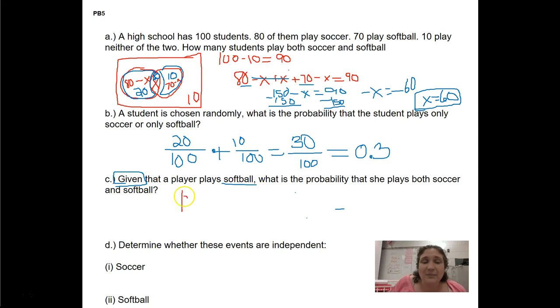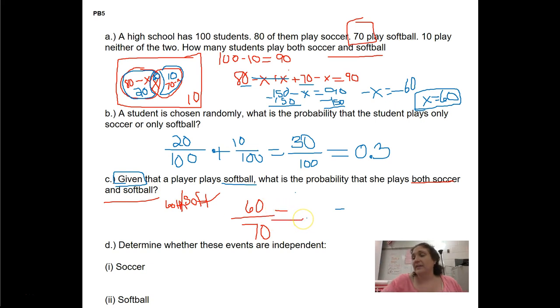Given it's softball, I'm going to have my total number of softball people on the bottom. Altogether, 70 people play softball, so I'm going to put 70 in my denominator. Then it says, what's the probability they play both? We discovered in the first part that 60 students play both. So the answer is literally that easy, and I made it way harder. It's just 60 over 70. When we get our decimal, I think it's 83%. I don't remember. Let's take a look. Nope, 85.7%, 0.85, so that'll give us 86% when we round it.